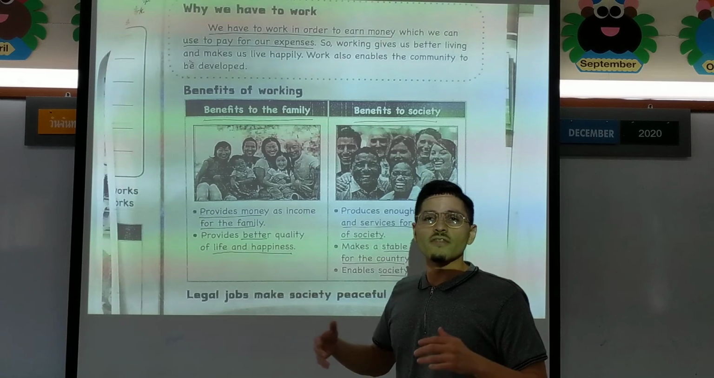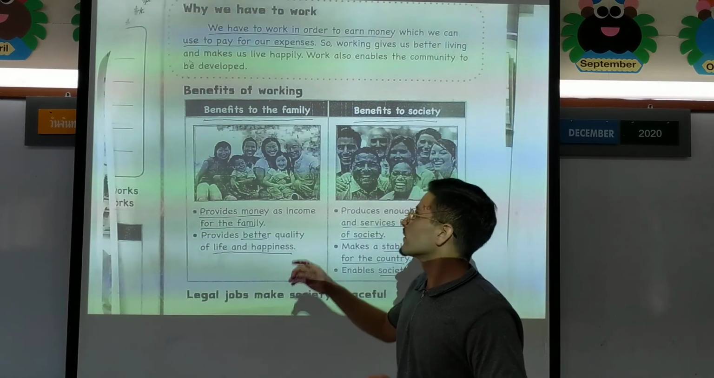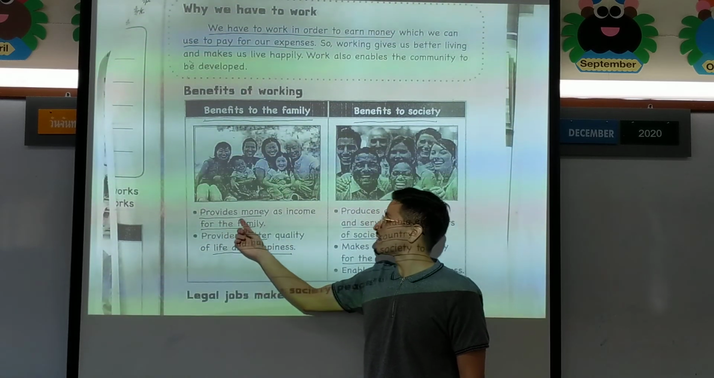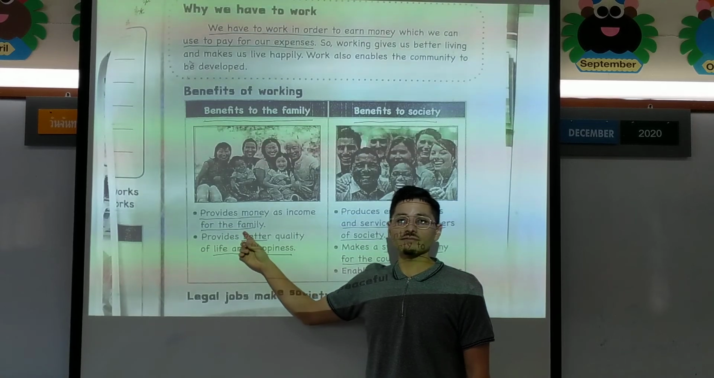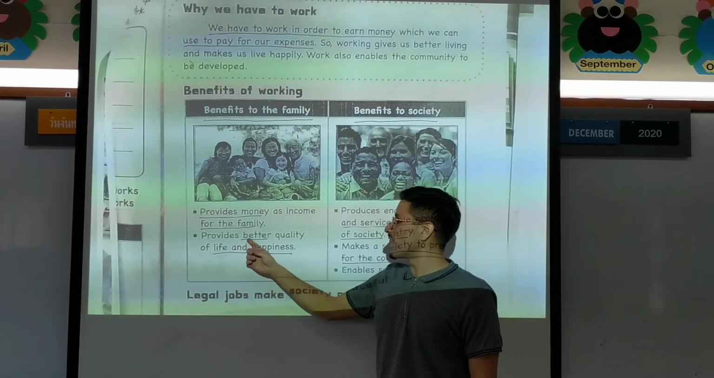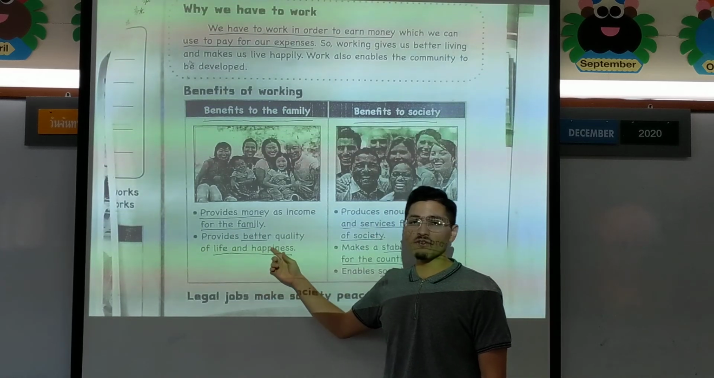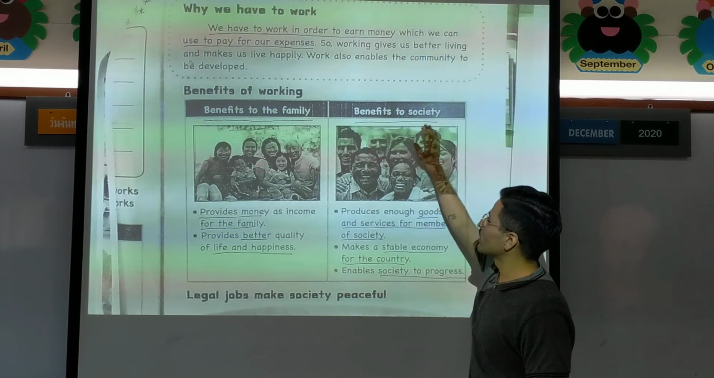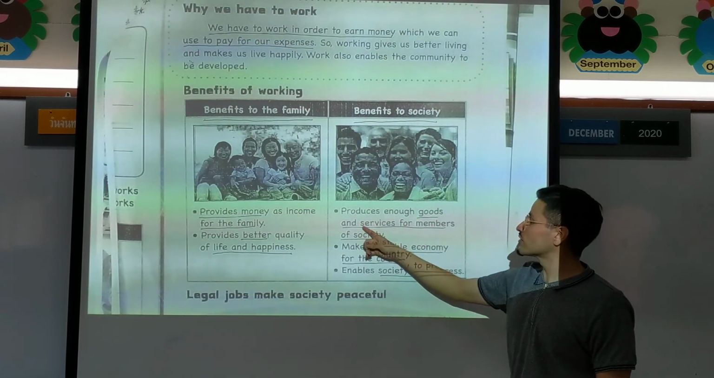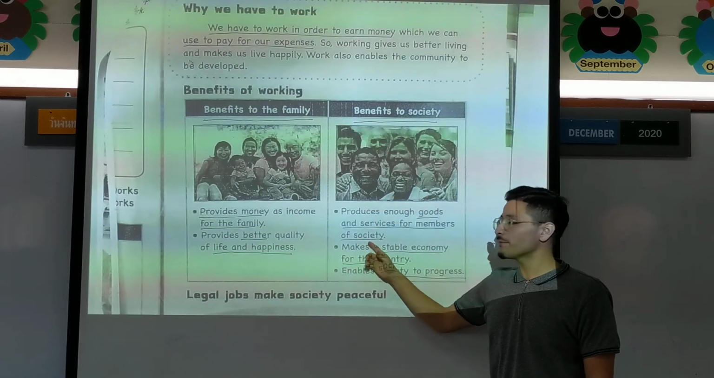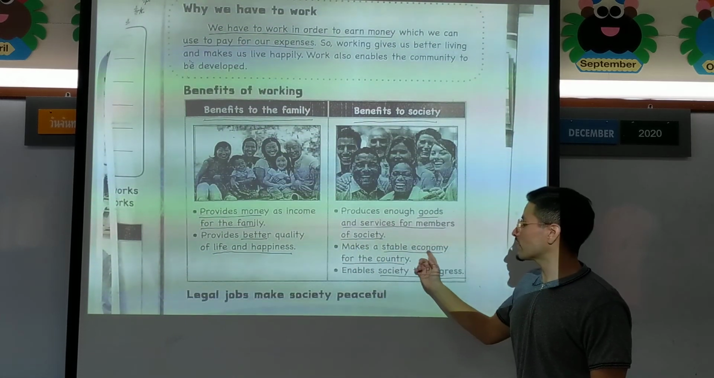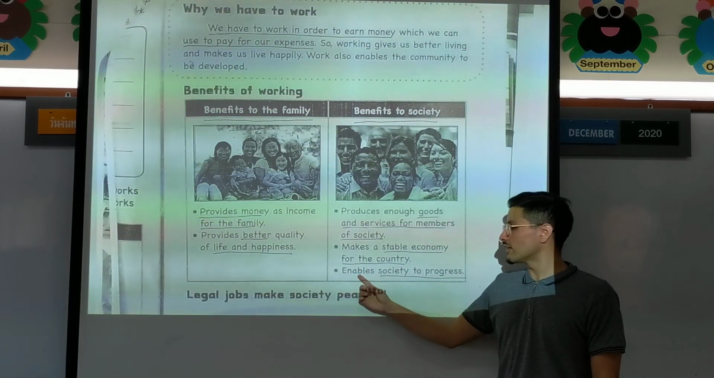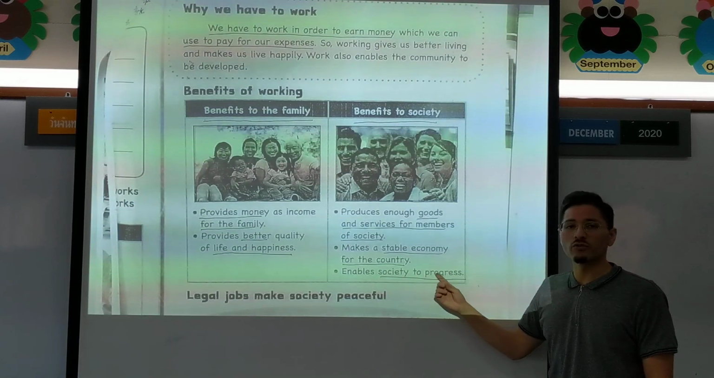And what are the benefits? Why is it good to work? The benefits to the family: we provide money for the family. We provide better quality and happy lives for the family. And for society, benefits to society: we produce goods and services for members of society. We make a stable income for the economy in the country, and enables society to progress.